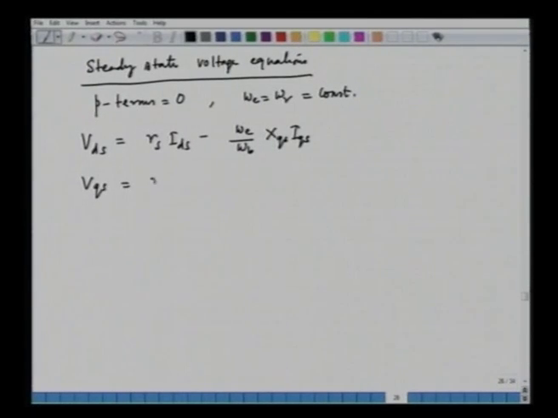VQS is equal to RS into IQS, and here also we do not have any P term, because the flux linkages are constant. We have a positive rotationally induced EMF, omega E, which is the same as omega R by B, and the Q axis will have the rotationally induced EMF due to the D axis flux. In the D axis, in addition to the armature winding or the stator winding, we also have a field winding.